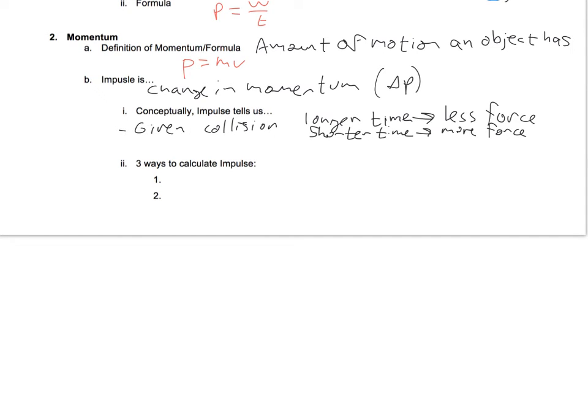We have three ways of calculating impulse. Delta P is m delta V, and that just gets at the basic idea that impulse is the change in momentum. We can link it to force, average force specifically, so delta P is our average force times our change in time. And lastly, the third way here is that we can find the area on a force versus time graph.